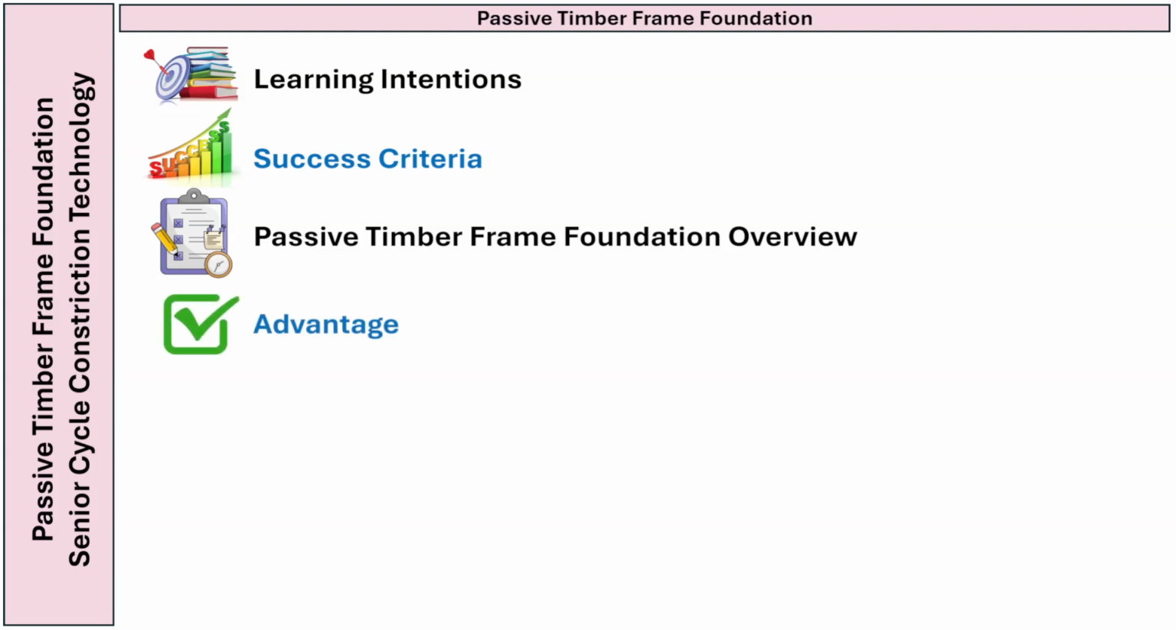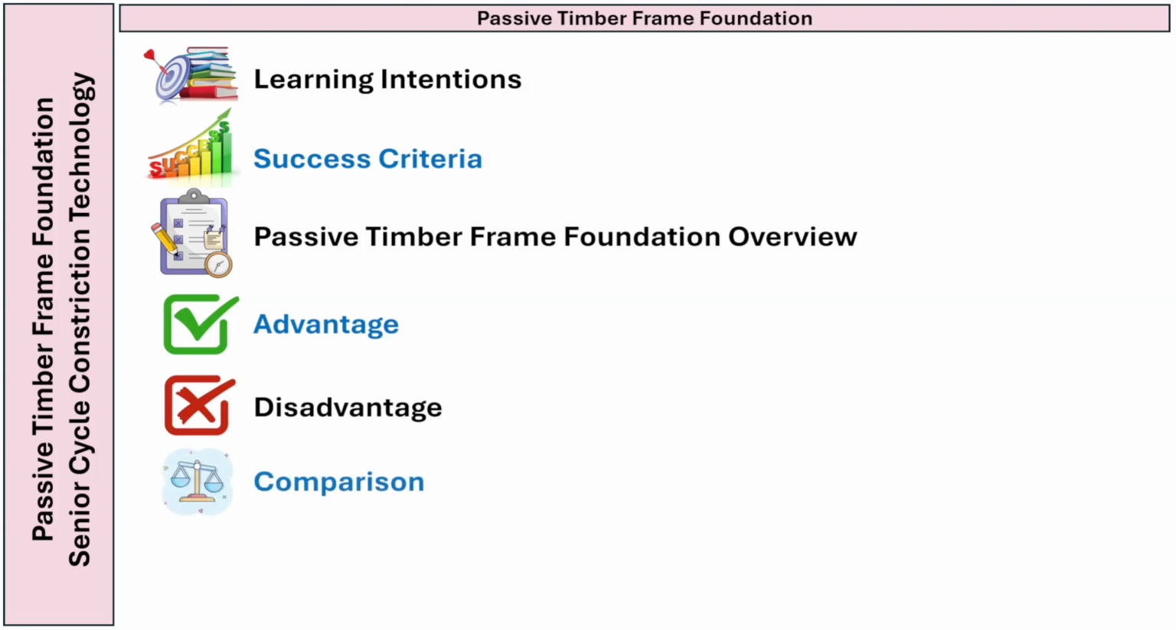One main advantage of a passive timber frame foundation is that it is lightweight, highly insulated and quick to construct, while still achieving very low U values and excellent airtightness. A disadvantage, however, is that it requires very careful detailing and installation to maintain continuous insulation and prevent air leaks.